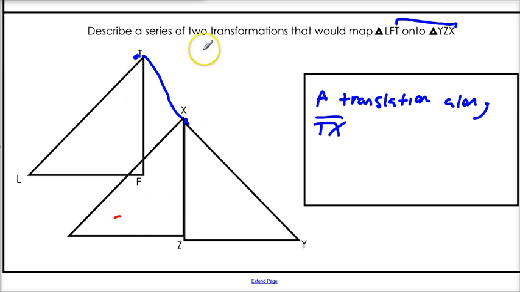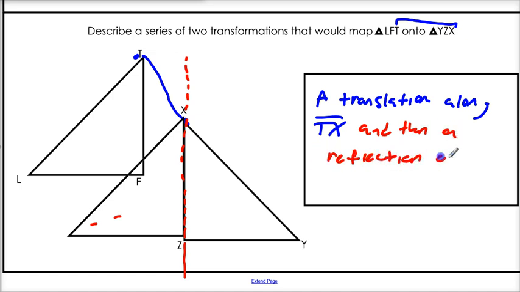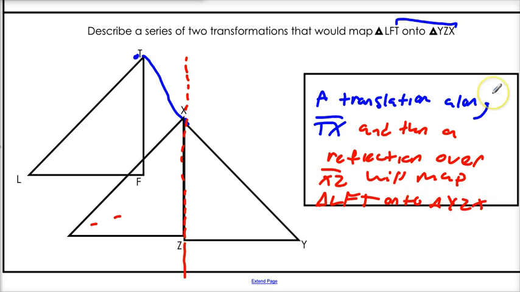Now that they're right next to each other, so I used the translation to get next to each other, I'm going to find my line of reflection. And just like in the previous example, my line of reflection is right here in the middle. If I flipped over this line, they would map onto each other. So first it's a translation along TX, and then a reflection over my line of reflection, XC, will map triangle LFT onto triangle YZX. So there you go. Sometimes you gotta do two. So that's it for this lesson. Remember, lines of reflection are key.